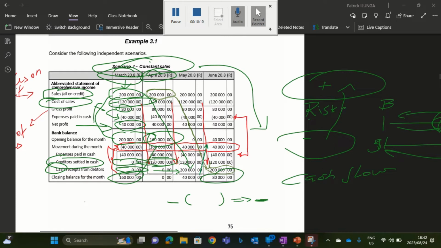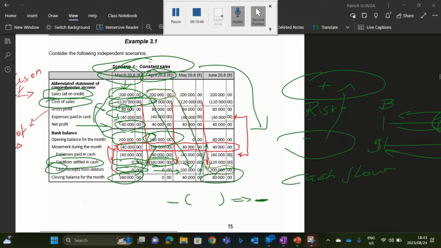So we have the expenses paid in the movement during the month of April. You can see that 40,000. That 40,000 will always be there for April, May, and June. But if you can see, there is also a creditor settled in cash. So 120,000 was settled in cash, right? So we can see the creditor there, and that creditor is linked to the actual cost of sales. So we understand that the cost of sales that we have there, we bought things on credit and we are repaying the creditor. We are giving back their money.